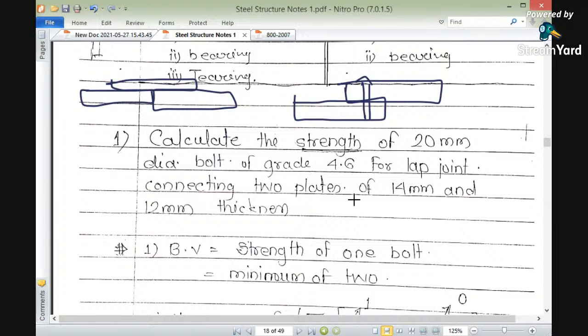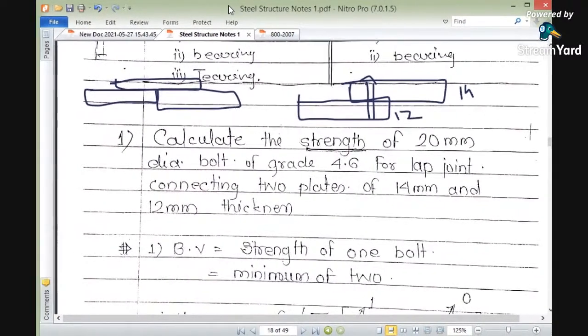For lap joint, connecting two plates of 14 mm and 12 mm. That means there are two plates. Suppose this plate is having a size of 14 mm, and this plate is having the size of 12 mm. These two plates are connected with the help of the bolt, which is having diameter of 20 mm, grade of 4.6. We have to find out whether it is safe, or what is the strength of bolt. Whether this 20 mm size of bolt is sufficient to join the two plates.